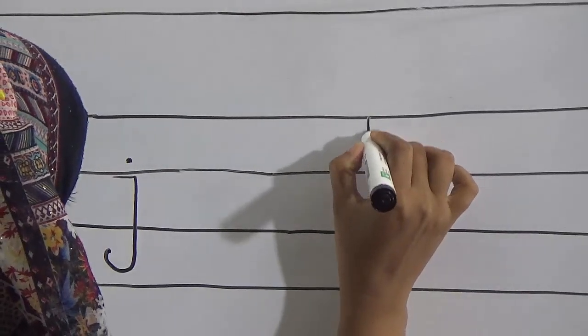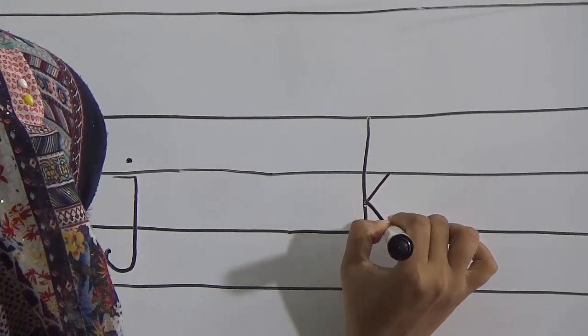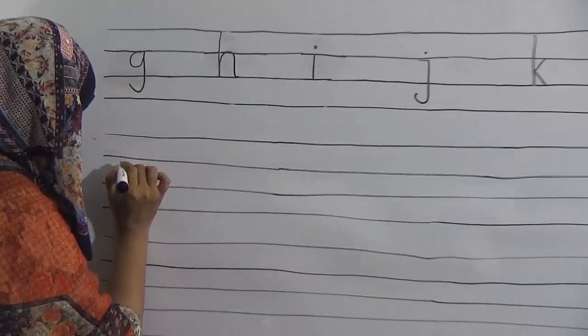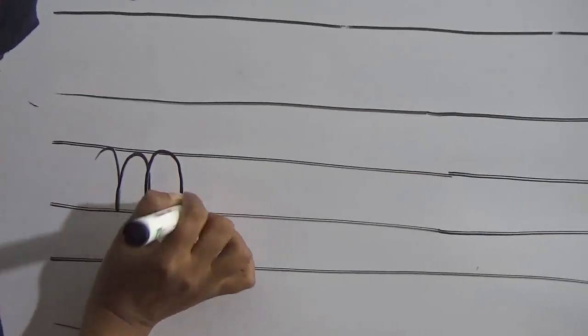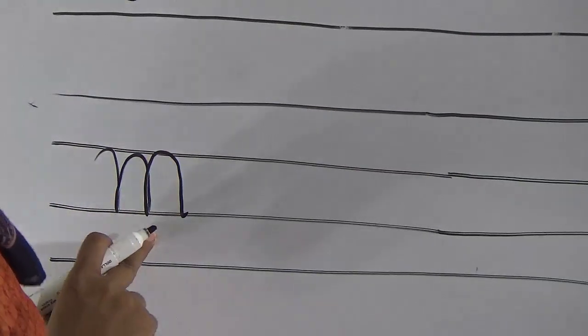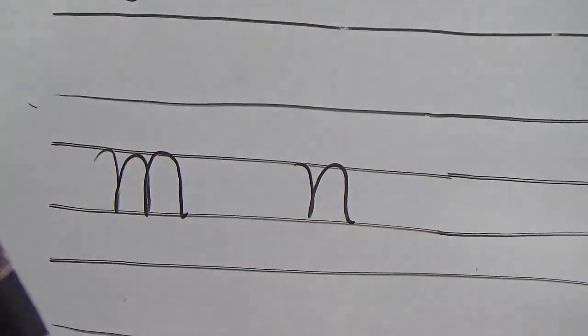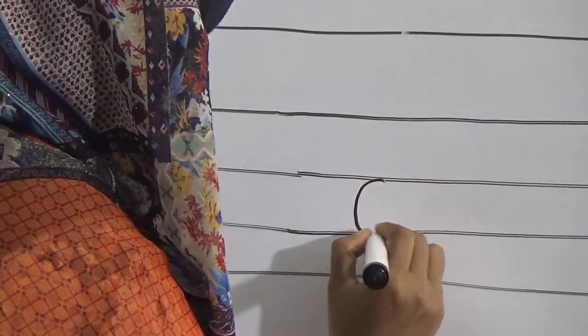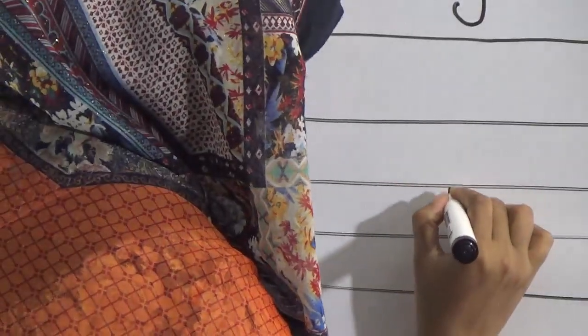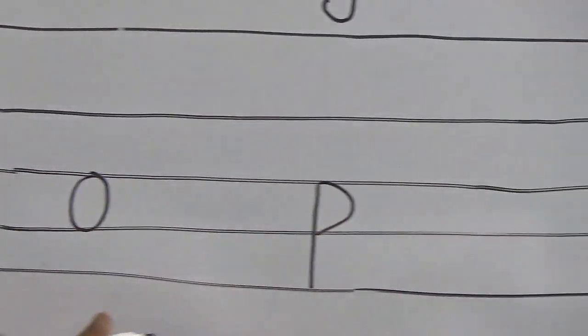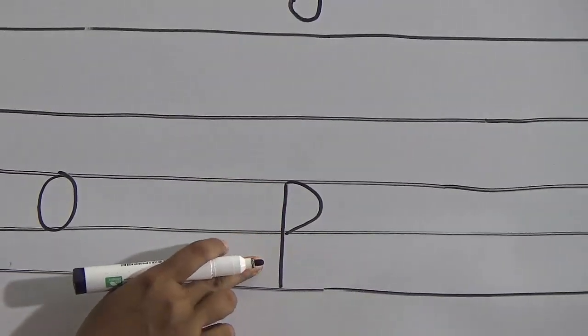Then small k. Small k. After k, you have to write l. This is l, small l. Then m. Small m will be in the middle level. Then after m, you have to write n. m, n, o, p. Small p will be from middle level to lower level.